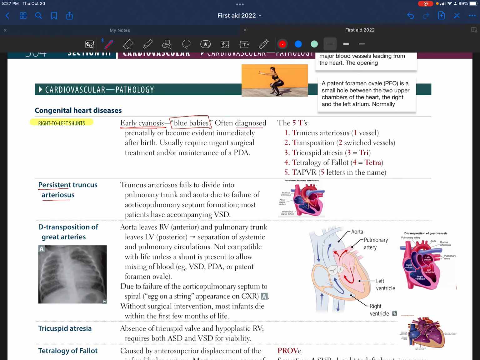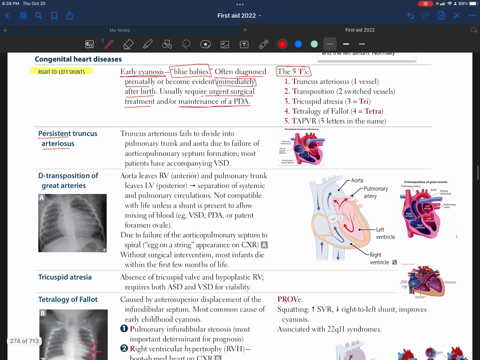It's often diagnosed prenatally or becomes evident immediately after birth. So it usually requires urgent surgical treatment and/or maintenance of a PDA. Sometimes we need to take care of the PDA, either close it or keep it open in some cases, because we need it for survival. They're summarized as the 5 T's. We're going to go through those one by one.